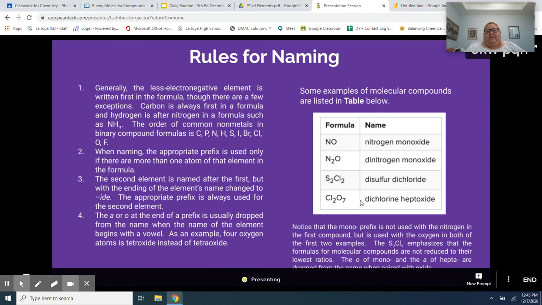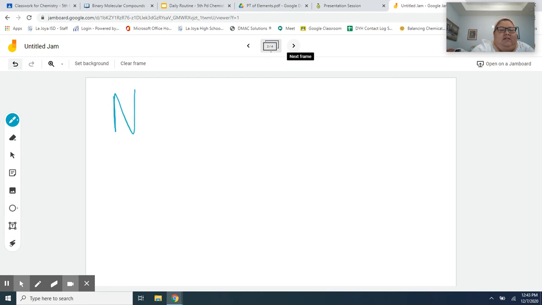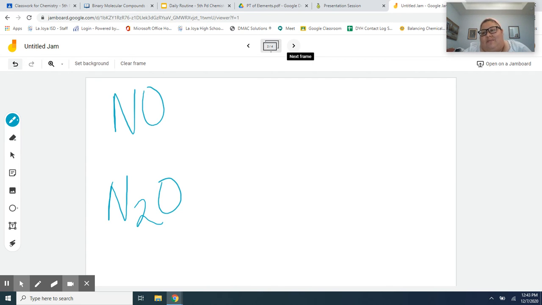All right, so you have some examples. NO and N2O. Well, we know the elements. The elements are nitrogen and oxygen. Do I need a prefix for the first element right here? What's the name of N? We said it was nitrogen. We cannot use mono, right? Because mono means 1. So I'm just going to write nitrogen.